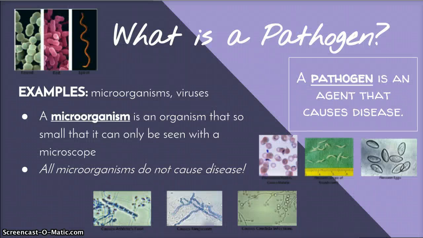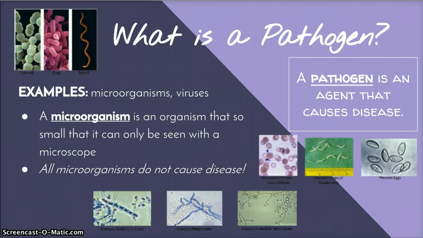So I've used this word pathogen. What is a pathogen? A pathogen is an agent that causes disease. Examples include microorganisms and viruses. So pathogens are what causes infectious diseases. These are what causes you to catch a disease.